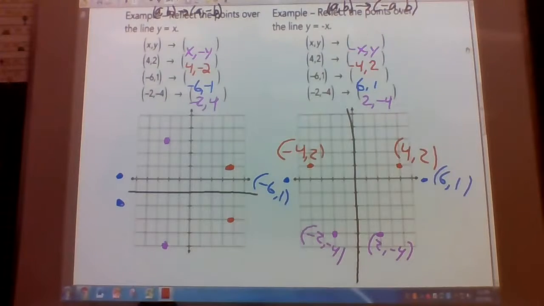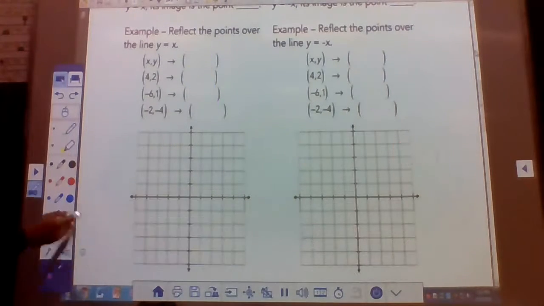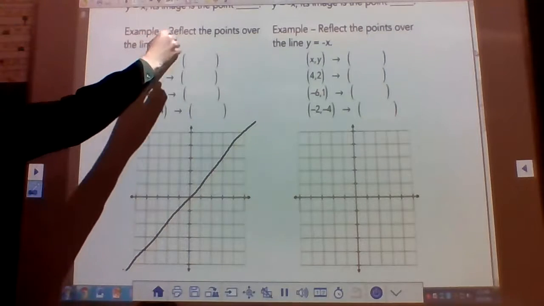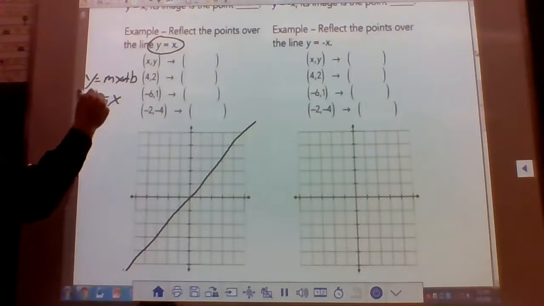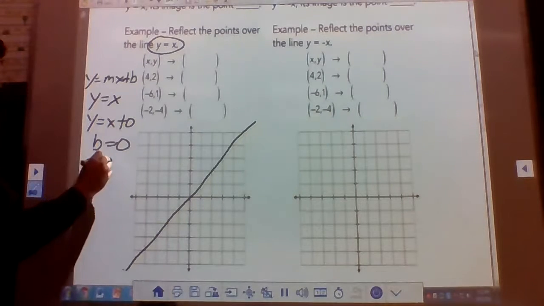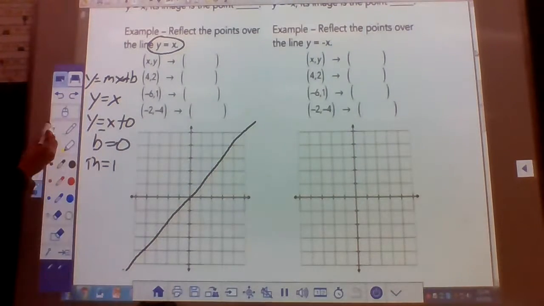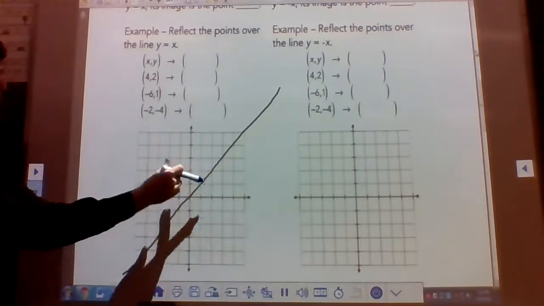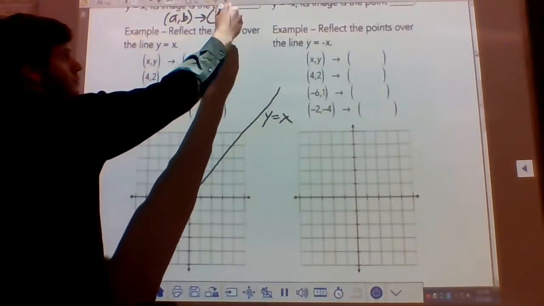Then we're going to reflect over the line y equals x. So here's our line y equals x. Lines are in the form y equals mx plus b. We have the line y equals x, which is the same as y equals x plus 0. So our y-intercept is 0, and our slope here is 1. So we're reflecting all the points across this line y equals x. Our formula again was AB maps to BA. So we're basically just flipping the points.